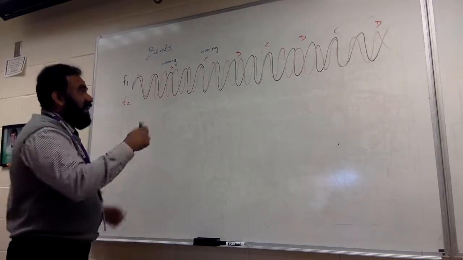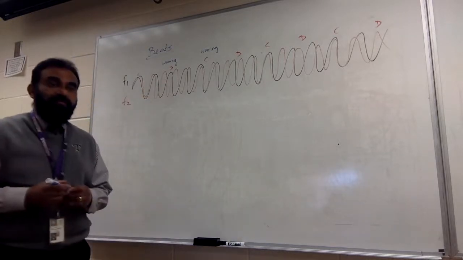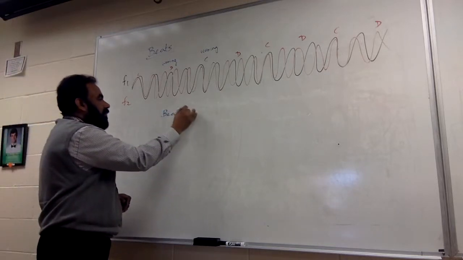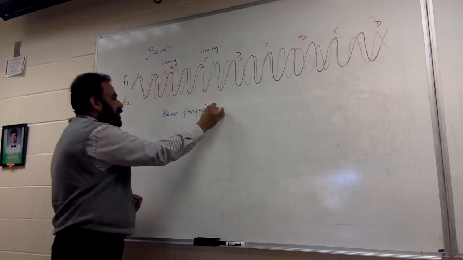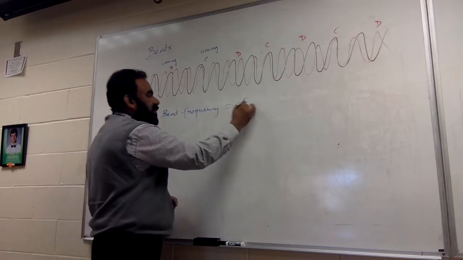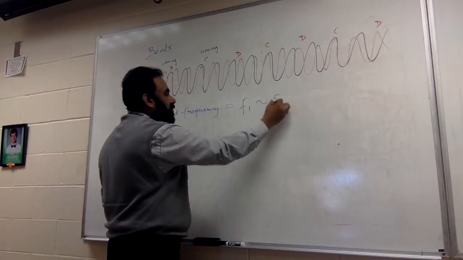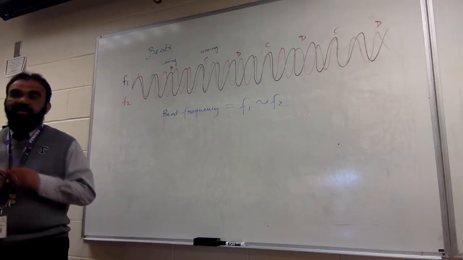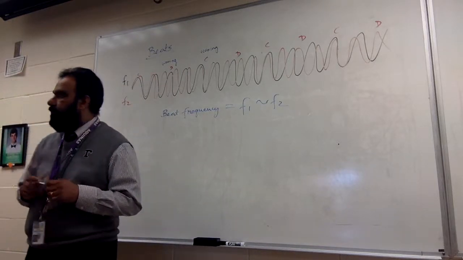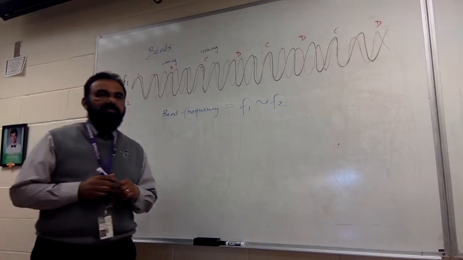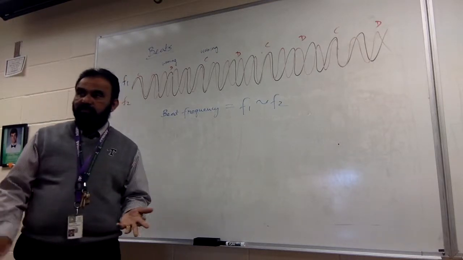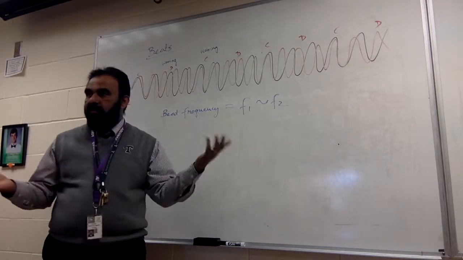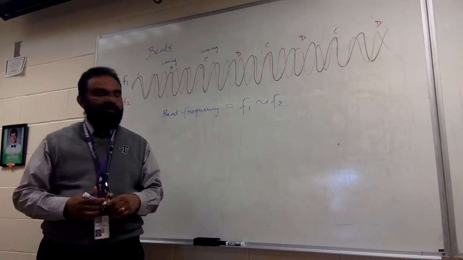And how fast it is going to go up and down is called beat frequency. And beat frequency is given by the difference between F1 and F2. That's called beat frequency. Beat frequency is the difference between F1 and F2. It could be one minus the other, so whichever is bigger minus the other.